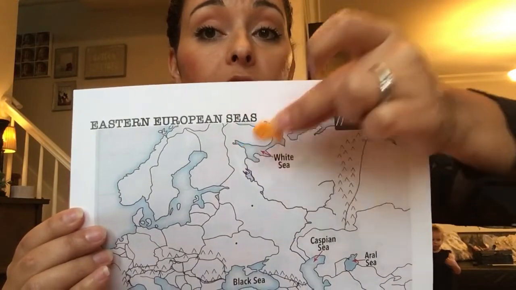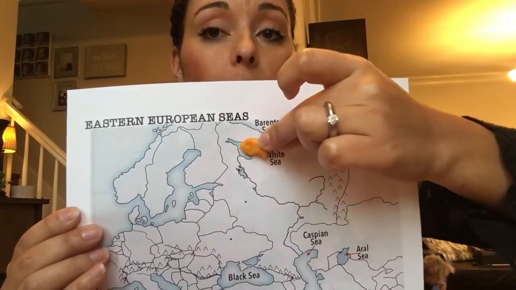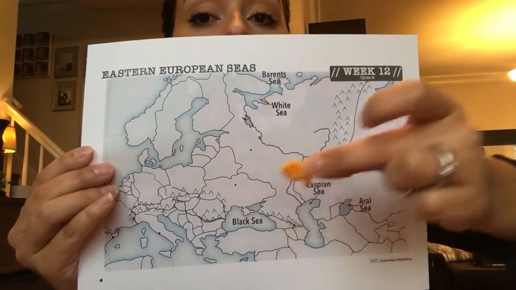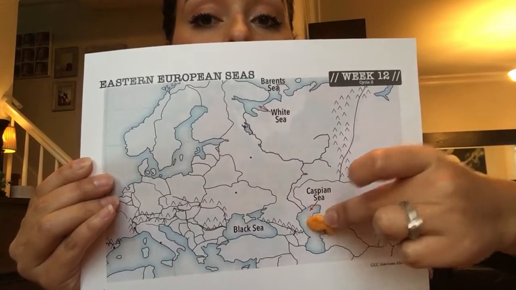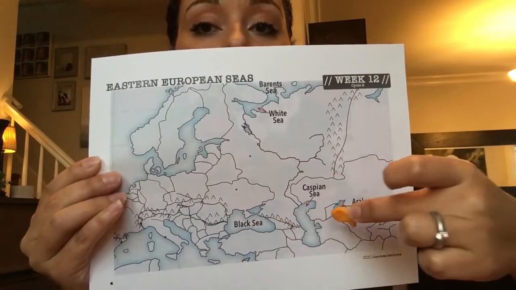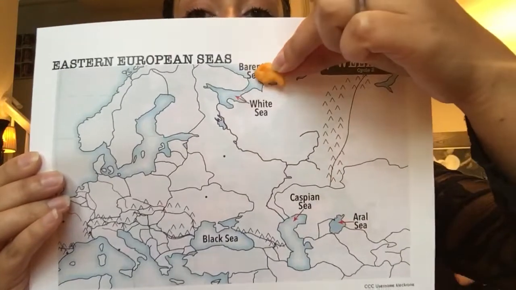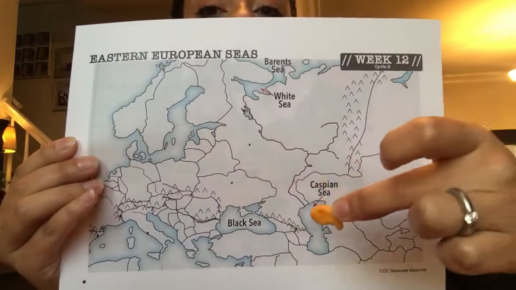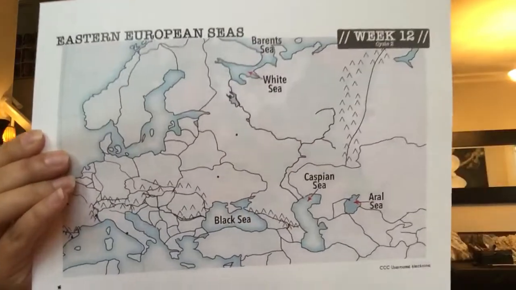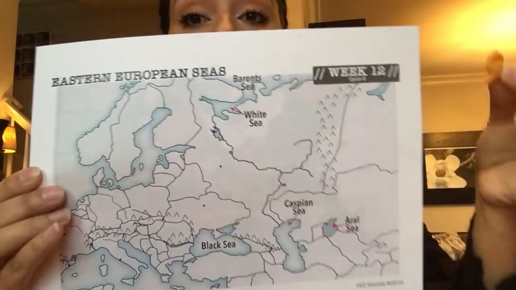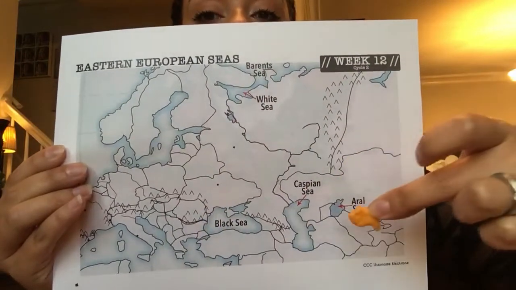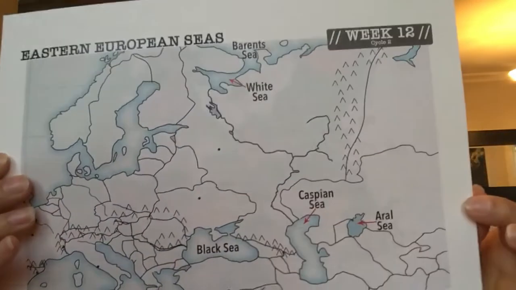So far, our first fish is in the Barents Sea, our second fish is in the White Sea, our third fish in the Black Sea, our fourth fish in the Caspian Sea, and our fifth fish in the Aral Sea. Every time we put a new fish down, we would re-drill from the top. By the time we were done, we were naming all of our seas, and they all had fish, and then we got to go fishing in each of the seas. And that is our geography.